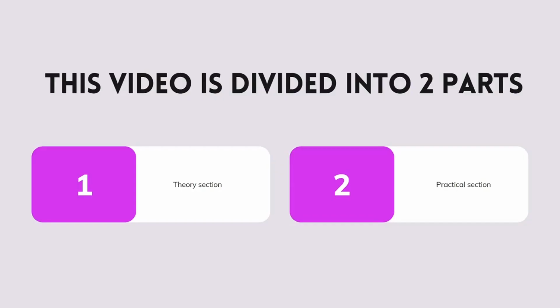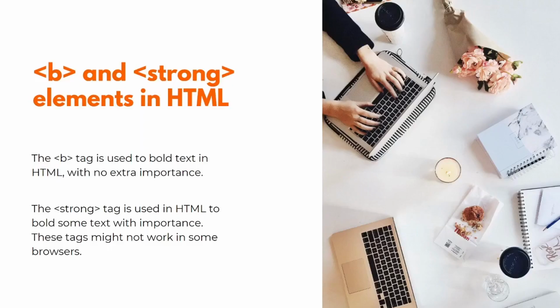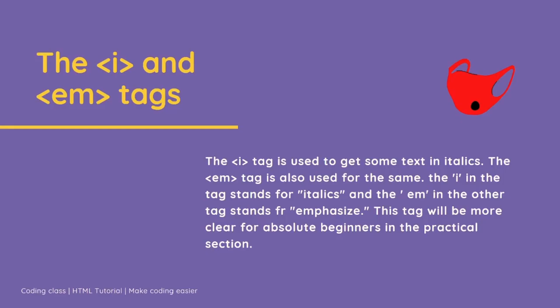This video is divided into two parts. Part 1 is the theory section. Part 2 is our practical section. First thing we're going to learn is the b and strong elements in HTML. B is used to bold some text, whereas strong is also used for the same, but it marks some text as important. These tags might not work in some versions of some browsers.